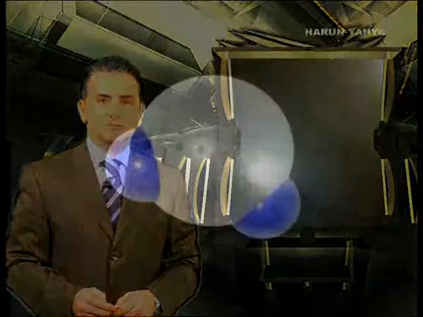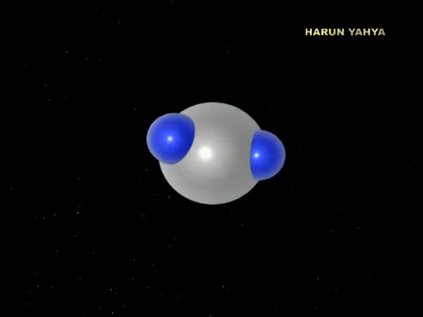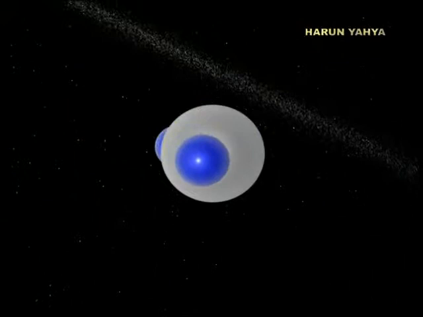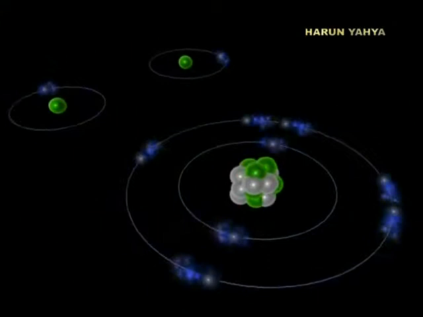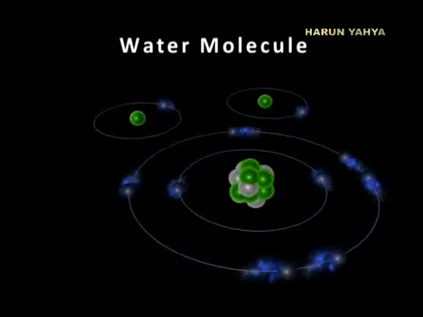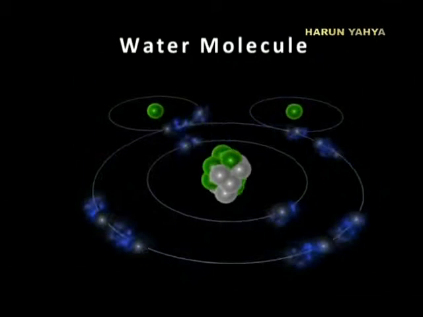The two hydrogen atoms and one oxygen atom that constitute water, for instance, build a covalent bond. The oxygen raises the number of electrons in its second orbit by sharing one electron with each of the hydrogen atoms. Each of the hydrogen atoms raises the number of electrons in its orbit to 2 by using one of the oxygen electrons.